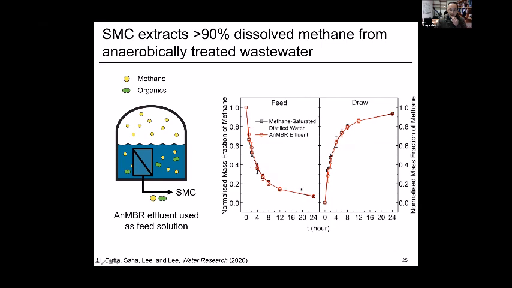So in this graph, the black one is from the methane-saturated distilled water, very clean, no foulant in the feed water. And this red one is from the actual wastewater that has very high foulant concentrations. And again, virtually there is no difference between these two tests. So obviously we were very happy, but we were quite puzzled because this seemed too good to be true.